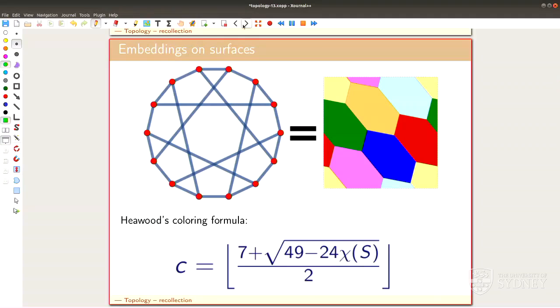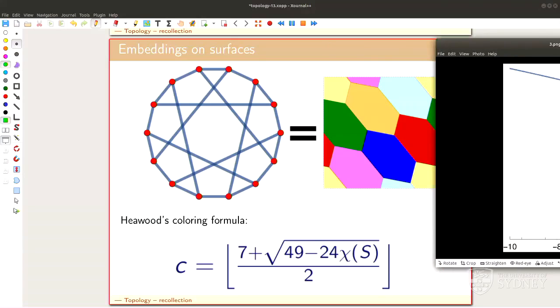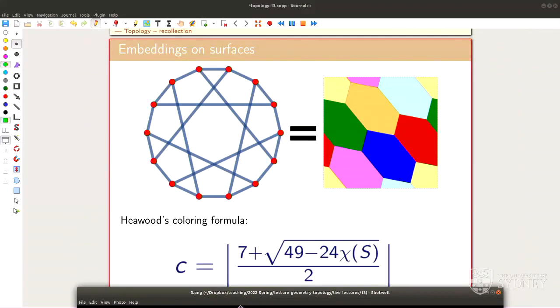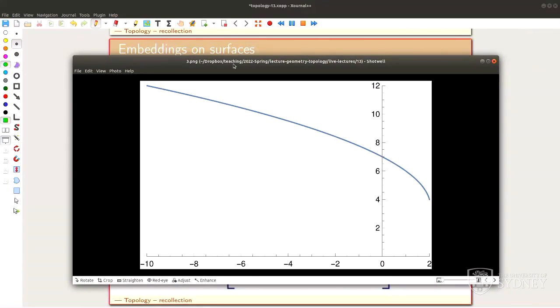And the last topic we had were those embeddings, and this crazy formula, which I have plotted. The formula, ignoring the integer part, behaves like this. A big Euler characteristic means an easy surface; a small Euler characteristic means a hard surface. So the smaller the Euler characteristic, the more colors you need. You start with the famous 4 here, and then it goes up like a square root curve. So it gets more complicated. You need more colors for more complicated surfaces.